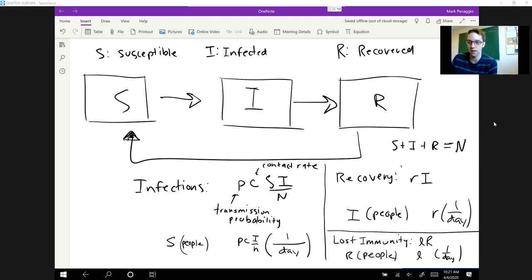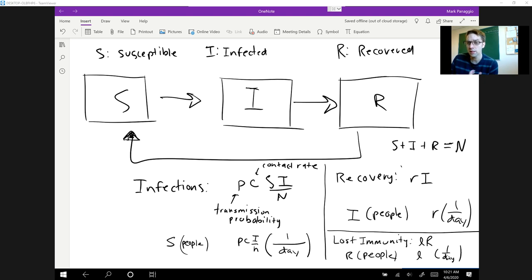And then we also allowed for the possibility of losing your immunity, which means when you're infected and then you recover, for some time you can't get sick again. And so we're placing people in this recovered category where they had immunity. But perhaps over time that immunity could diminish, and so you could have a parameter L for the lost immunity rate in units of 1 over day.